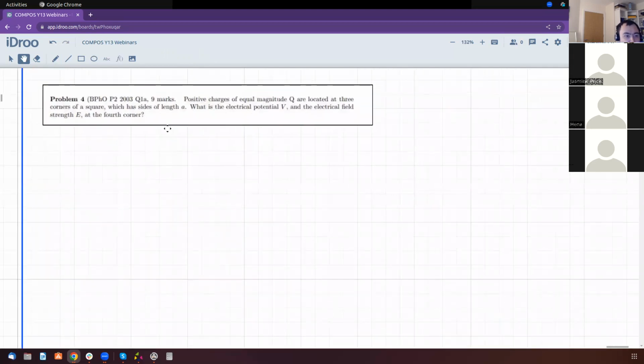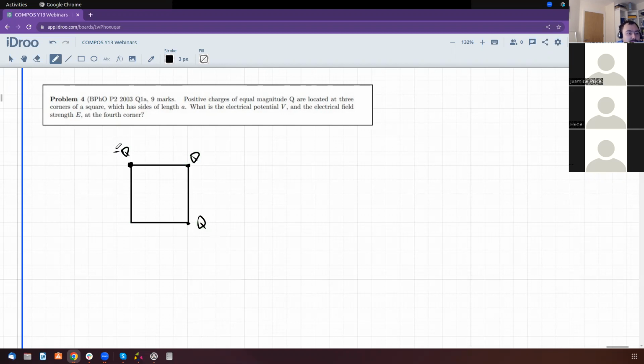Problem 4. Positive charges of equal magnitude Q are located at 3 corners of a square. Okay, this looks familiar. So plus Q, plus Q, plus Q, and the side length is A. What is the electrical potential and the electrical field strength at the 4th corner?